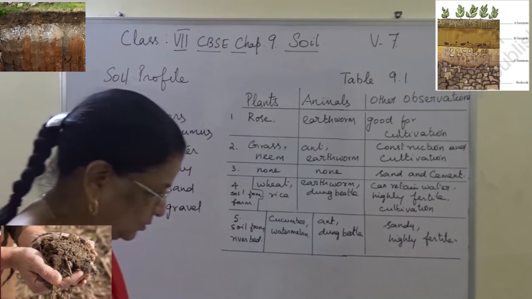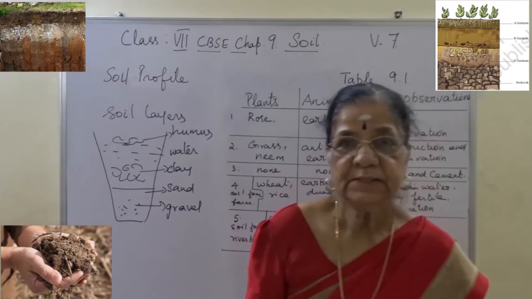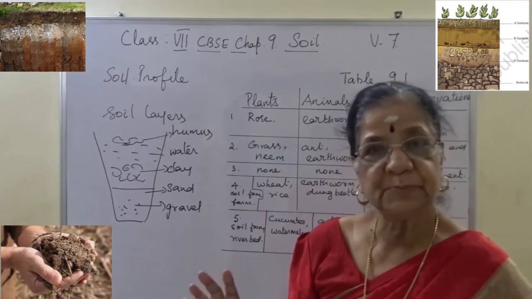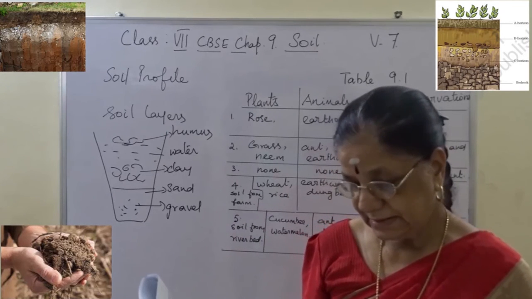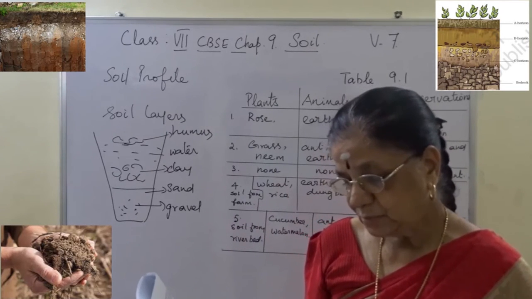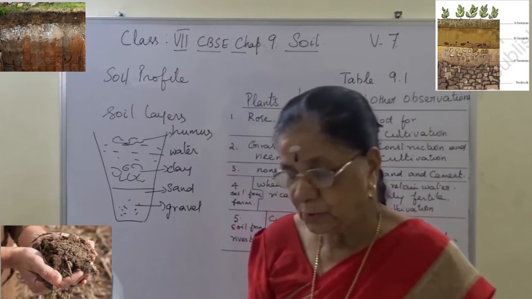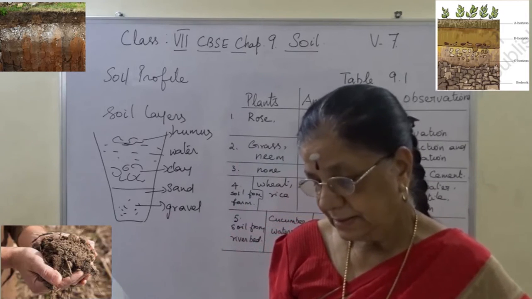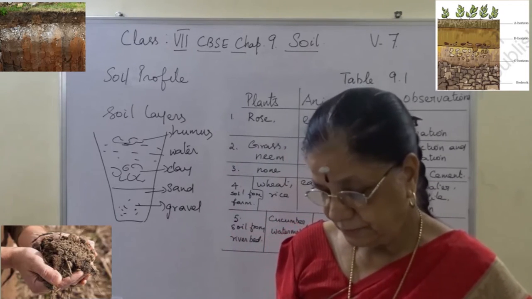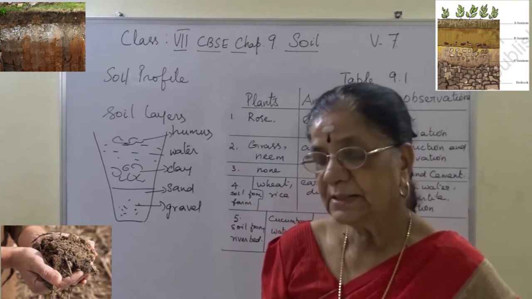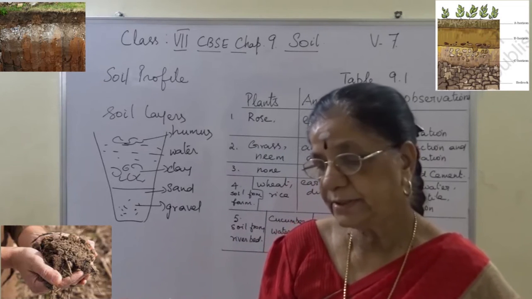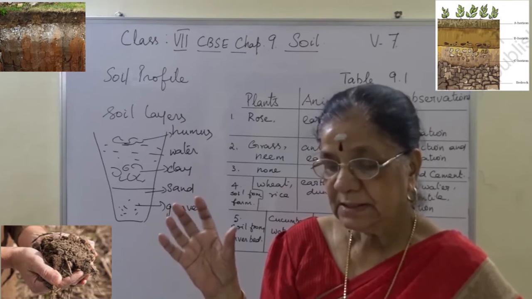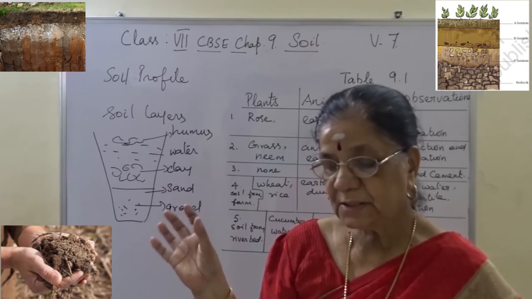Okay, so now soil is composed of distinct layers. Perform the following activity. Take a little soil, break the clumps with your hand to powder it. Clumps means the soil stuck together. Then take a glass tumbler, fill it with water, and then add the soil to the water. Then stir it well. Then let it stand undisturbed for some time.